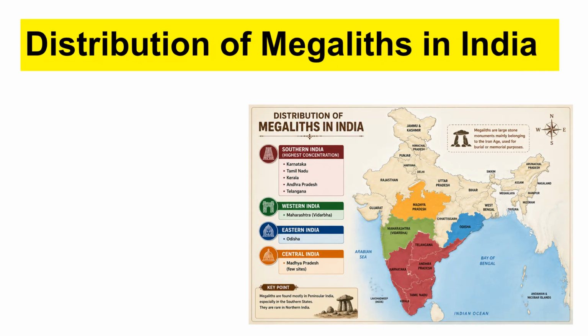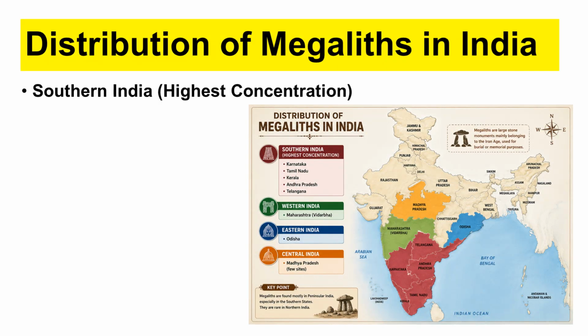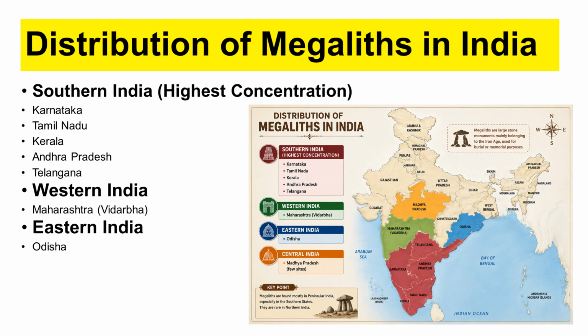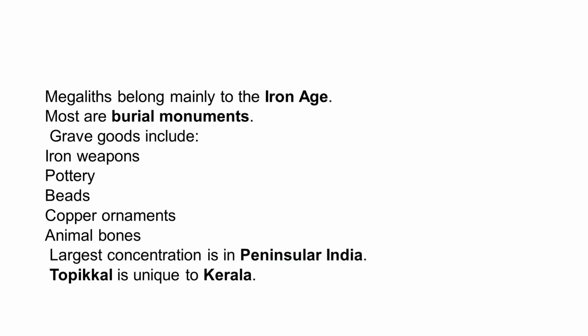Distribution of megaliths in India. Southern India has the highest concentration: Karnataka, Tamil Nadu, Kerala, Andhra Pradesh, Telangana. Western India: Maharashtra, Vidarbha. Eastern India: Odisha. Central India: Madhya Pradesh, few sites.